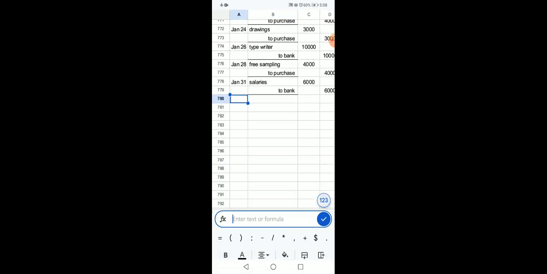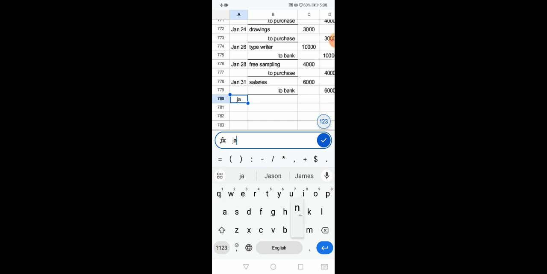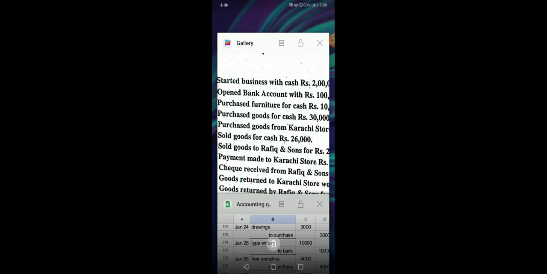Then again you will have January 31 second part, so you may write over here it's B part. All right, so what January 31 B is saying, let's see. B part is saying rent paid by check. We have already seen it. Rent is paid by check.